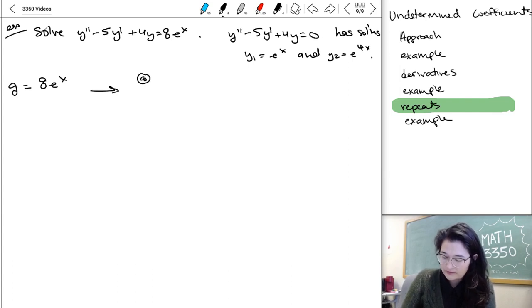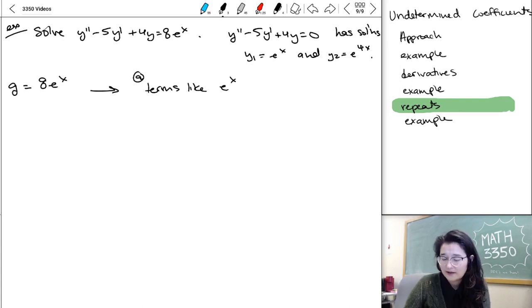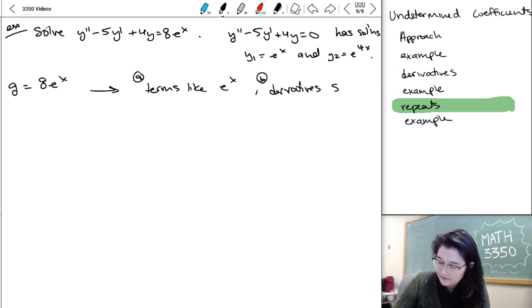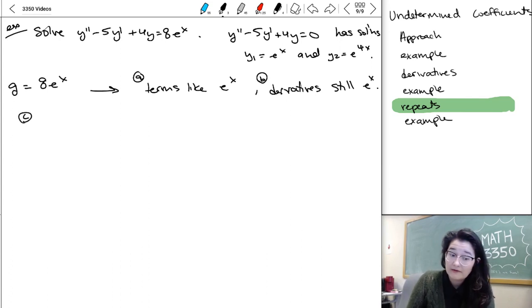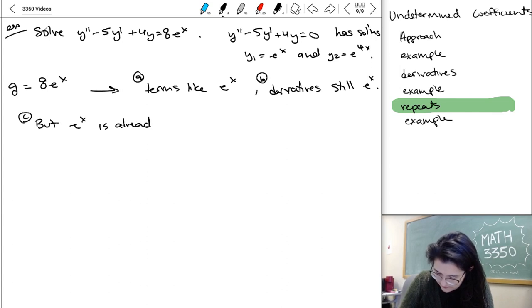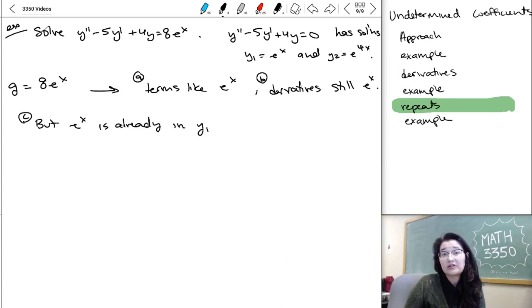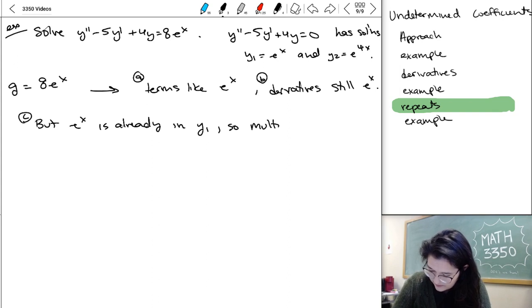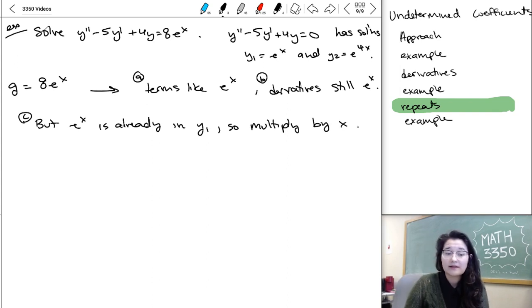So that's not a very good A. A would tell me that I want to include things that look like e to x, and B would tell me that derivatives actually just stay e to x, so I don't have to introduce anything from B in this case. But now this new rule that we have to think about is that e to x is already in our solution set. It's part of y1. y1 is e to x. So I need to multiply by x to get a new function.